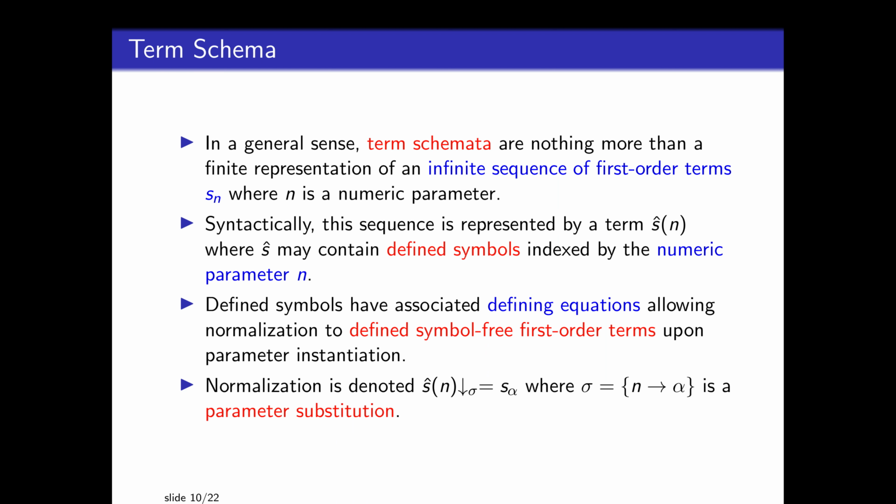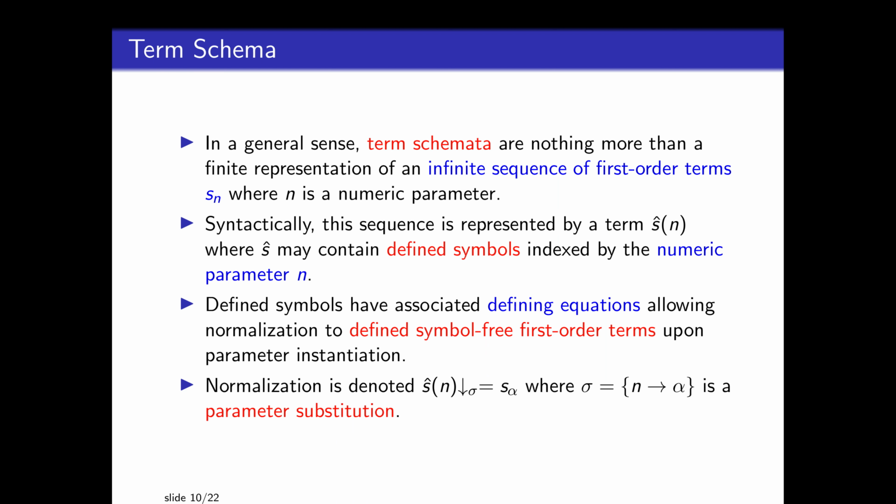We just have some term which is constructed from defined symbols, and it may contain many defined symbols, not just one. It may contain nested ones. We go over this in a second. All right, and these are indexed by this numeric parameter n. Defined symbols also have associated defining equations. You could think about this as you have with primitive recursion, where you have the equations defining the primitive recursion. And this allows normalization of these terms.